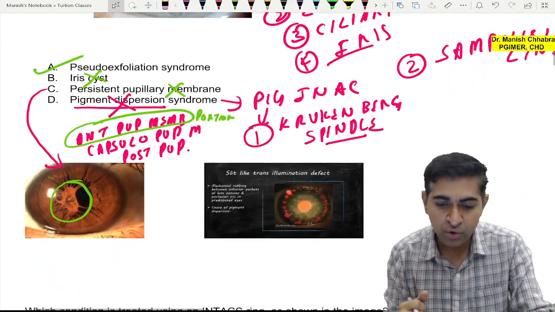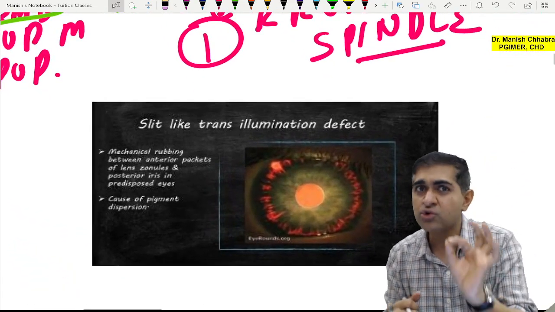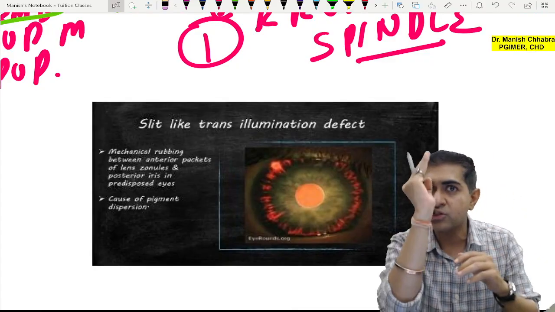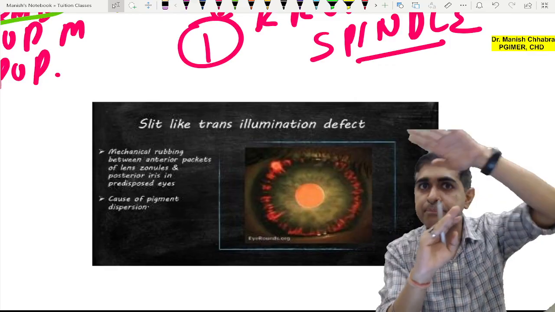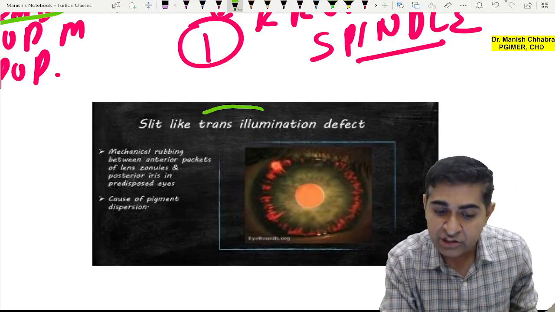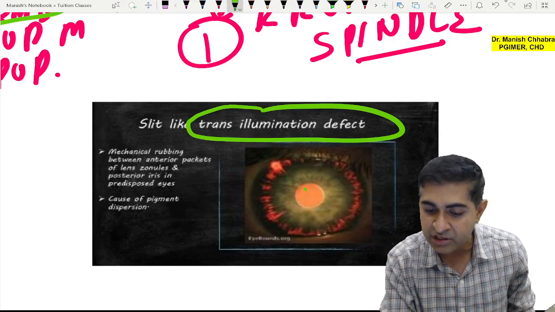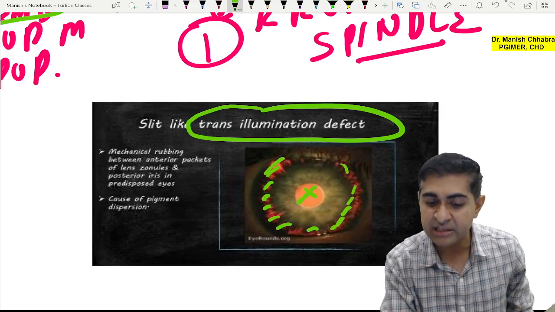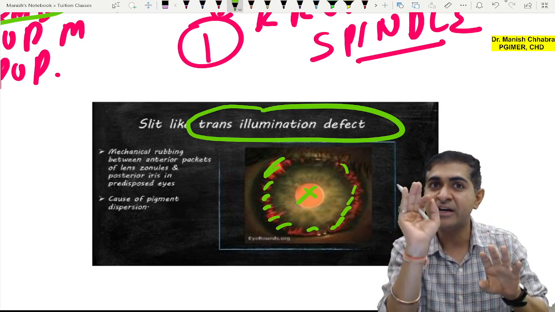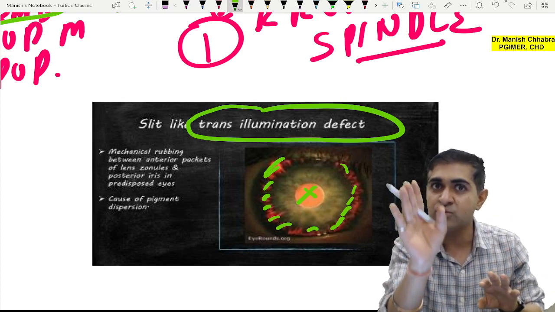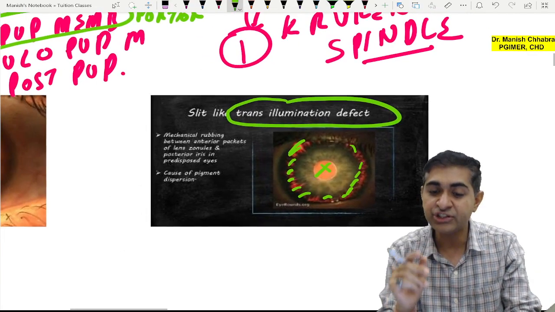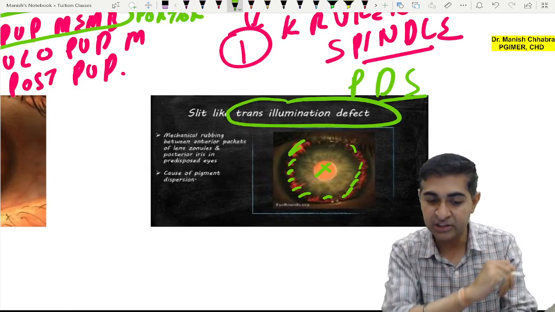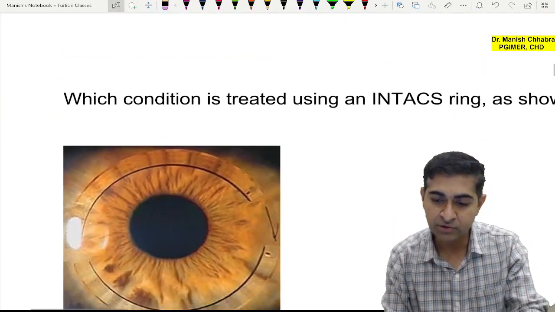Okay, चलो आगे चलते हैं. मैंने आपको एक चीज और बताई थी, there is concave anterior configuration, there is convex posterior. So when there is constant rubbing, there is removal of the pigment and it leads to transillumination defect. So when the light enters through the center, it will come out from the periphery where there is removal of the pigment due to constant rubbing of the iris on the anterior lens capsule and the zonules. So transillumination defect is present in pigment dispersion syndrome. याद रखिएगा. Okay, all right, coming on to the next question.